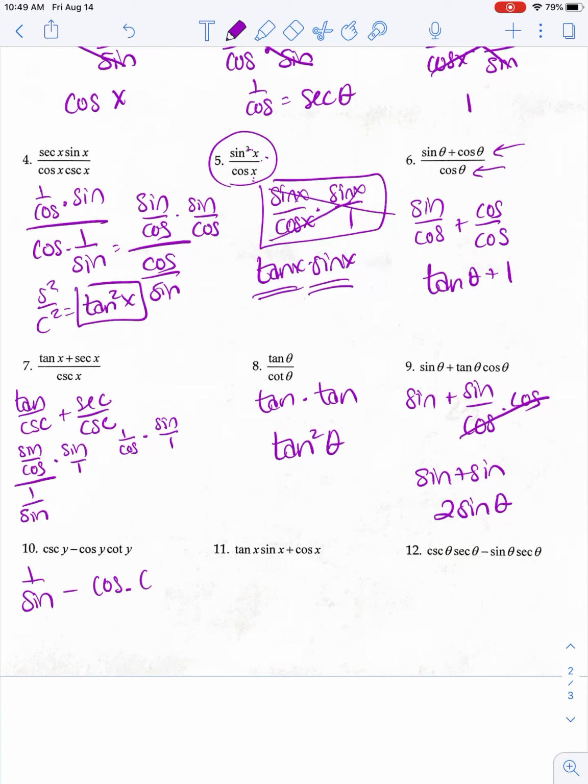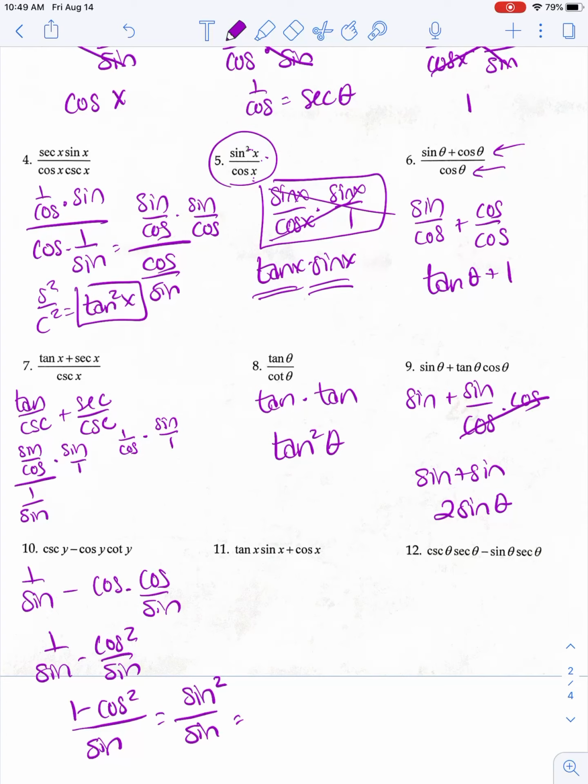This one, I'm going to go sines and cosines. And that gives me a common denominator. And 1 minus cosine squared is a Pythagorean, and that's sine squared, which is sine of y. I bet this is very similar.